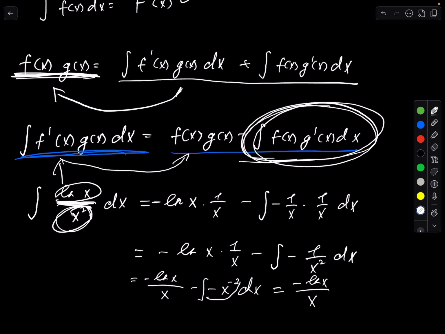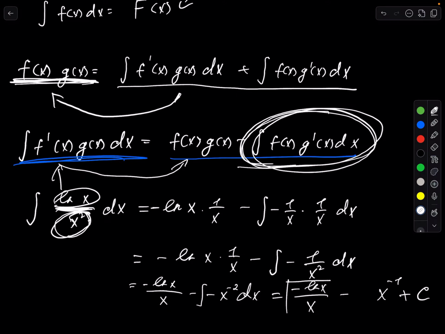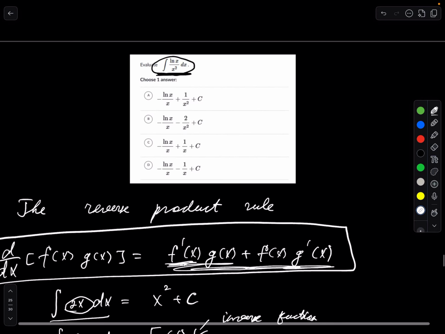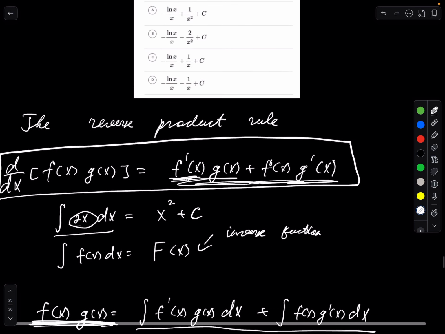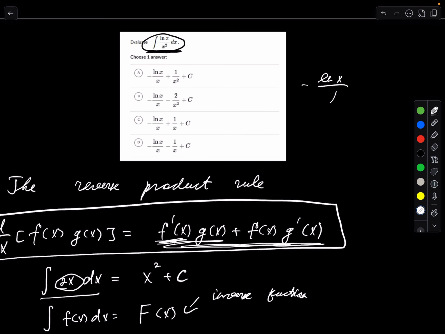And then what should be the antiderivative of this function right over there? Well, it should be x to the negative 1, right? If you get it here, you're going to get negative 1, and then you increment it by 1. Yep, works perfectly. So after all of this, we put plus c, which is quite important, and we get that. So what should be the answer? The answer is negative ln of x over x.